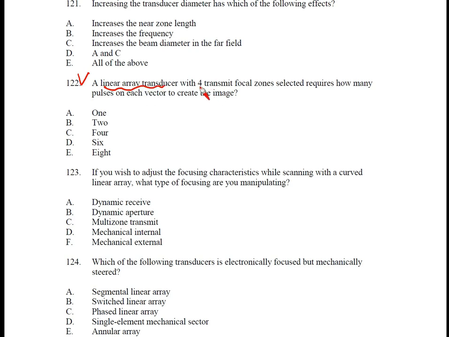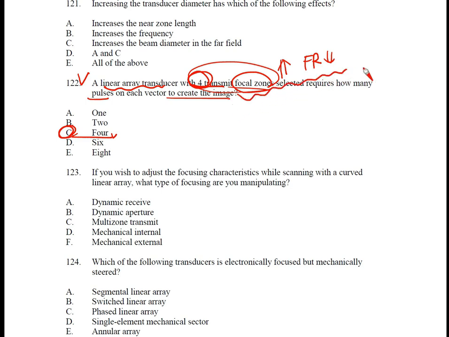This question asks how many pulses are needed to create an image when there are 4 transmit focal zones in a linear array system. You can consider that you need as many pulses as there are focal zones. Rather than focusing on the specific content of this question, it's important to note that as the number of focal zones increases, the frame rate decreases. In fact, questions related to this topic are being asked more frequently.